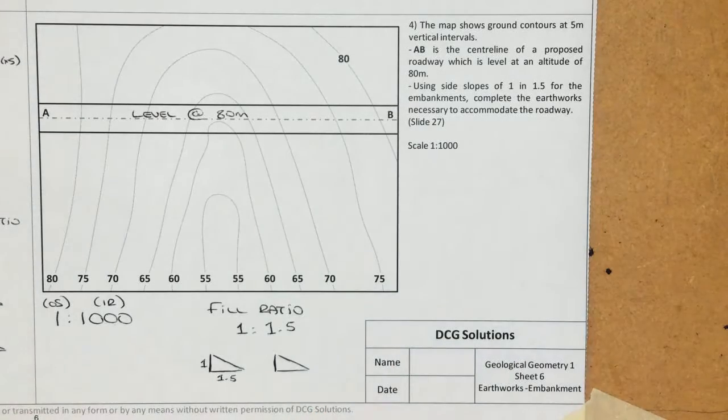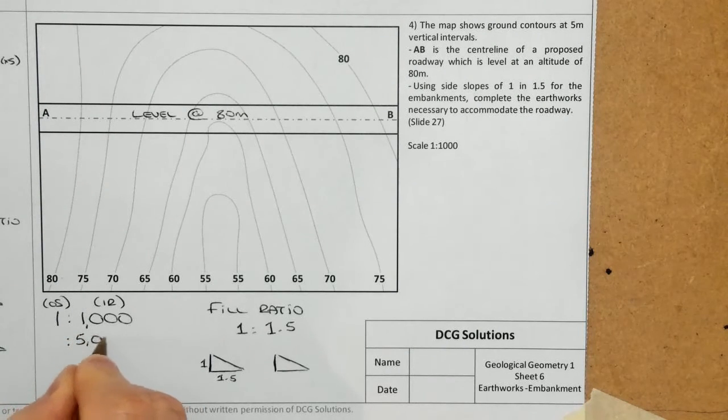Okay, so as always, we'll work out our scale first. So 1 millimeter on my sheet is 1000 millimeters in reality, or 1 meter, and the distance between my contours is 5, so I have to work up to 5 meters. I know 5 meters equals 5000 millimeters.